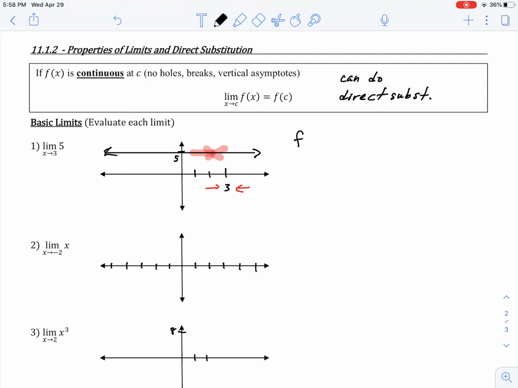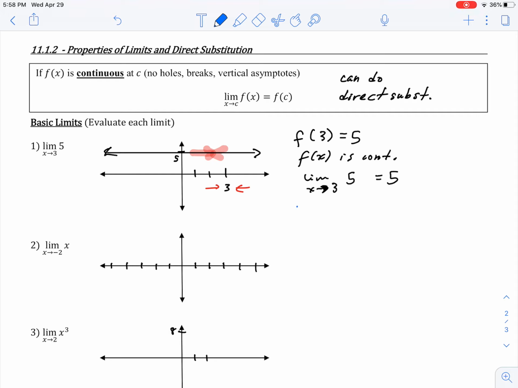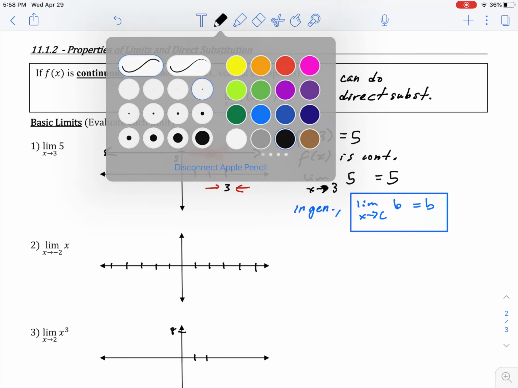So we can therefore just say, since f of 3 is equal to 5, since f of x is continuous, therefore, the limit as x approaches 3 of 5 is equal to 5. And that gives me just a larger generality. We can say in general, the limit as x approaches c of some constant is simply equal to that constant itself. Okay? All right, let's try another one.